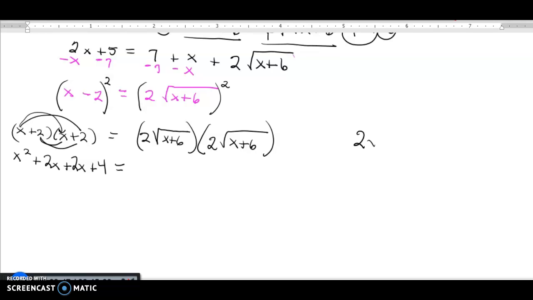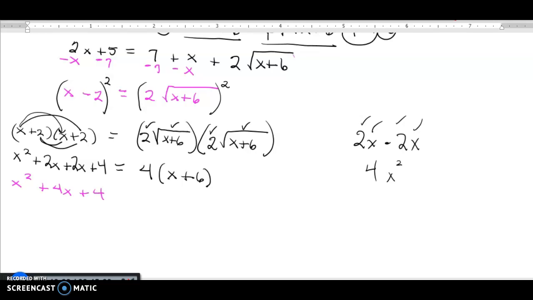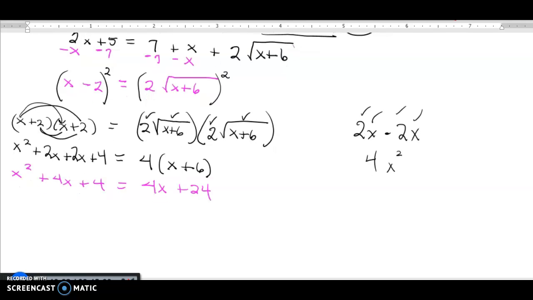It's kind of like 2x times 2x. You multiply the 2 times the 2 and get 4, and the x times the x and get x squared. So it's kind of like that. The 2 times the 2 gives you 4. The square root of x plus 6 times the square root of x plus 6 gives you x plus 6, because when you square a square root, you cancel out your square root. So now we've got x squared plus 4x plus 4 on the left equals 4x plus 24 on the right.